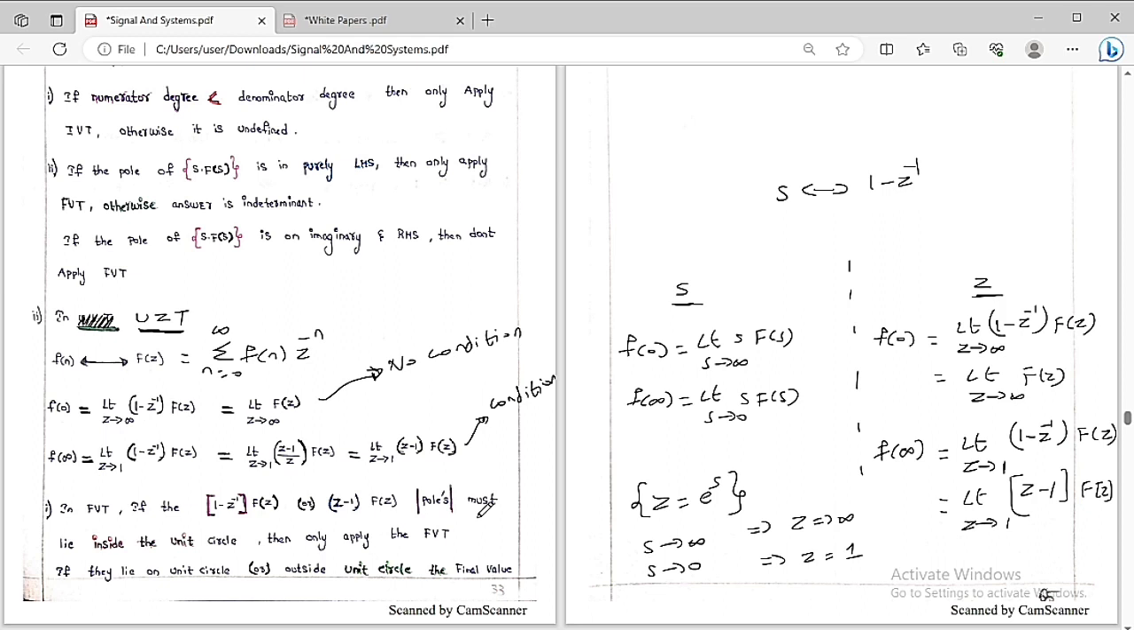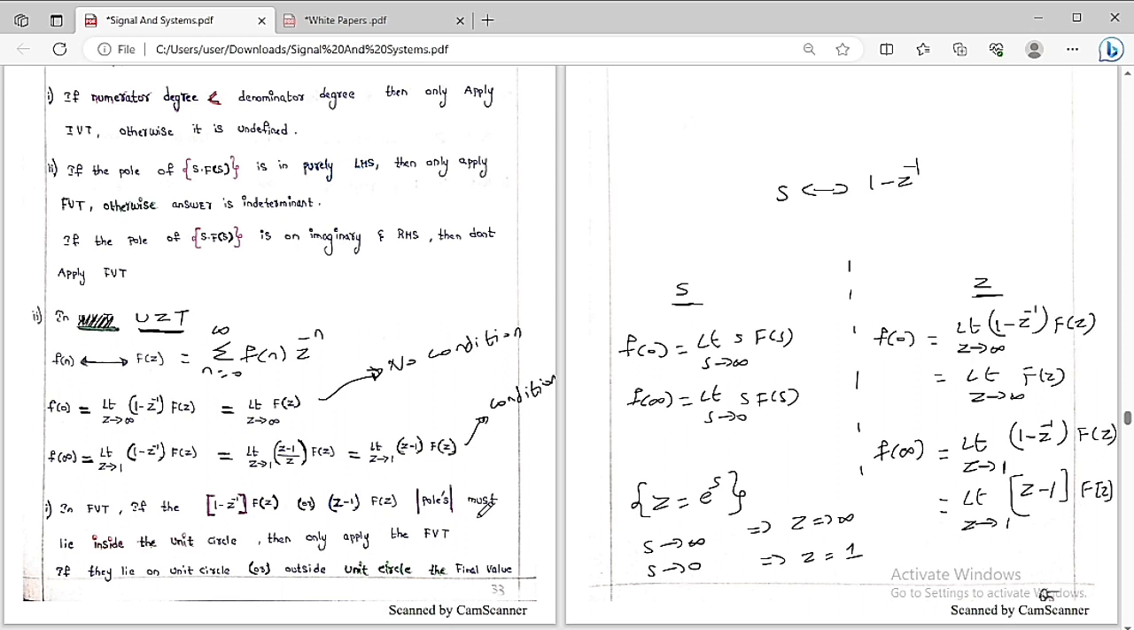Why is it like this? Because if the poles lie inside the unit circle, it means in the S domain all the roots lie in the LHS of the S plane. So because of this, the system is said to be stable. But if the roots lie on the imaginary axis, it means the roots lie on the unit circle. Suppose the roots lie in the RHS of the S plane, it means they lie outside the unit circle.